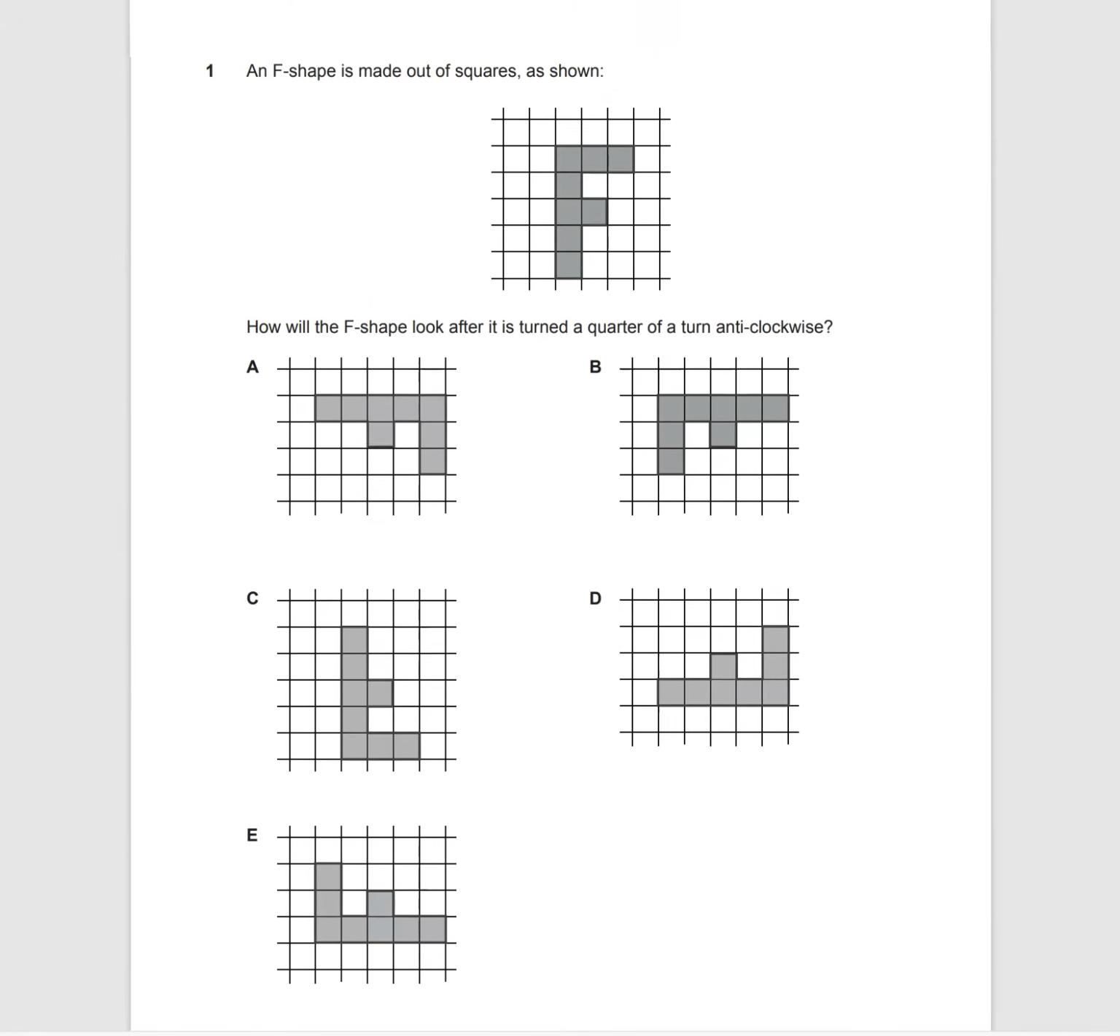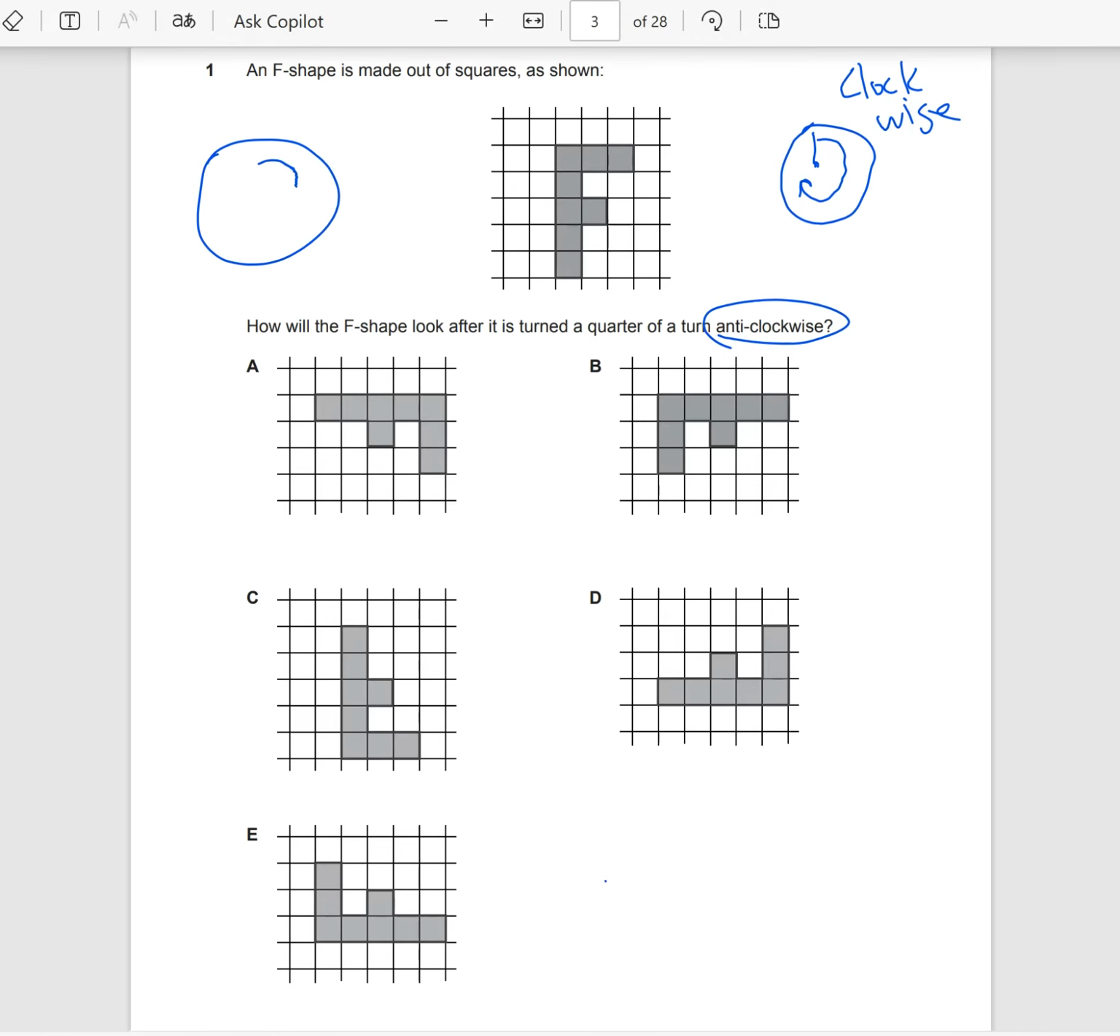So this is our first question. Question 1. An F shape is made out of all the squares as shown. How would the F shape look after it has been turned a quarter of a turn clockwise? So, if you think about a clock, the clock handle will go this way, and that is what we call clockwise. So, anti-clockwise, as they asked us of, is turning this way, the other way around.